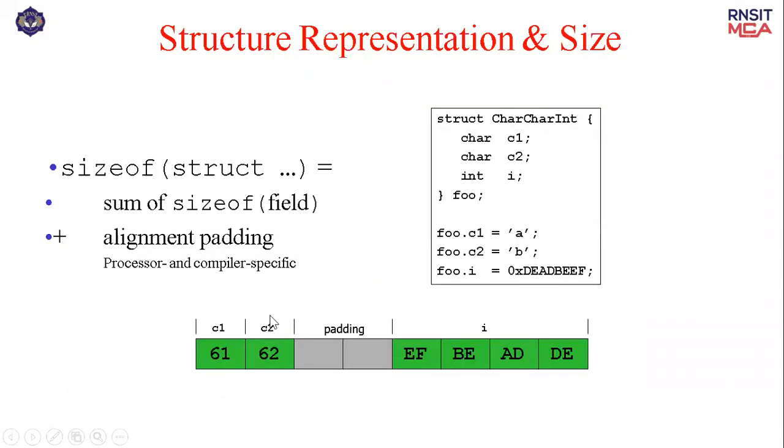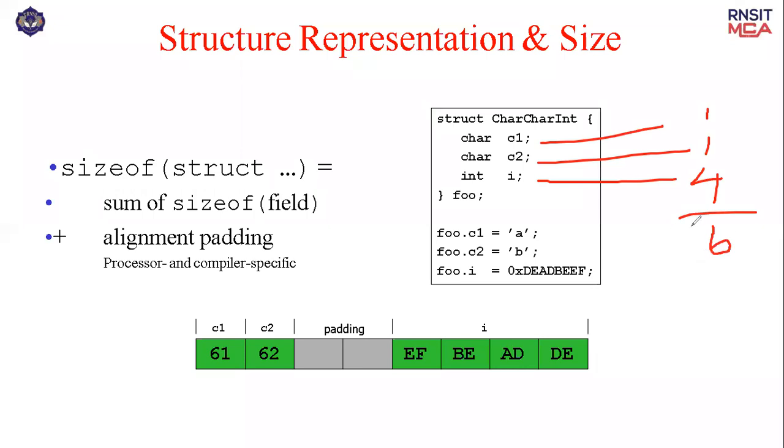In most of the interviews also, they ask, what is the size of a structure? Suppose you have a character like this. Suppose the members are like this: one character C1, another character C2, and another integer I. So don't blindly write character means 1, another character means 1, integer 4. Never write it as 6. No, it's wrong. 6 is wrong.